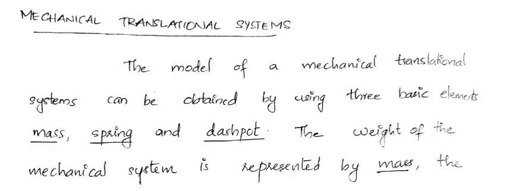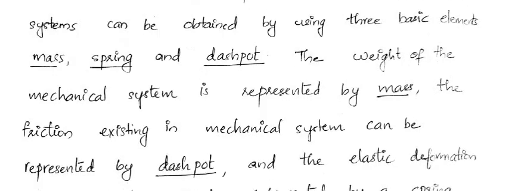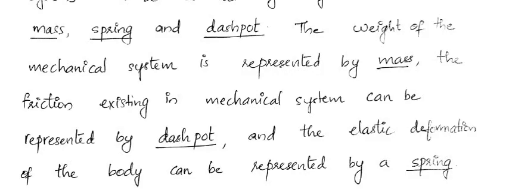Dashpot represents the frictional element in the mechanical system, and spring represents the elastic deformation of the system. So the three basic elements are mass, dashpot and spring. Mass represents the weight of the system. Dashpot represents the frictional element or friction existing in the system, and spring represents the elastic deformation of the system. So you have to remember these three important elements.